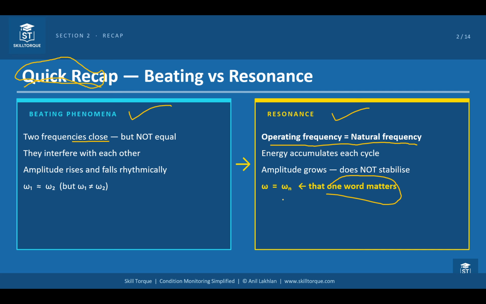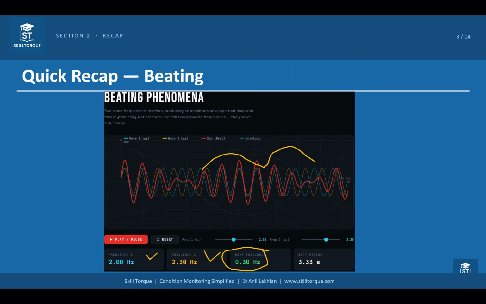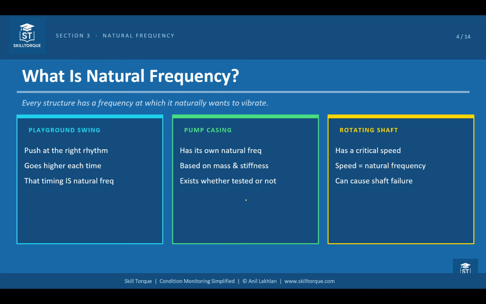Now to understand resonance, we first need to understand the natural frequency. Let me explain with a simple version. Every physical object, every structure, every machine or every component has a frequency at which it naturally wants to vibrate. Whether you push it, hit it, or disturb it, it will vibrate at that particular specific frequency. That is known as the natural frequency. Now let's take a very simple example to understand this.